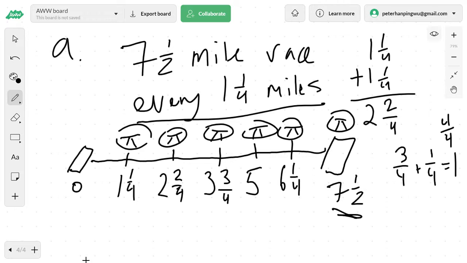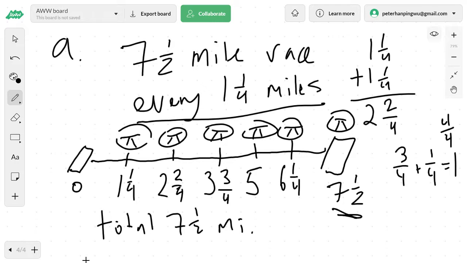So this is our picture that helps us see what we're actually doing for a problem. But we could have actually done this in a lot less work. So I'm going to show you how to do that now. If we look at our racetrack, we have a total amount, so a total of 7.5 miles. And then we're splitting it up into groups or chunks of 1 1/4 mile.